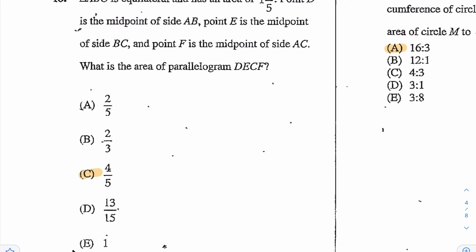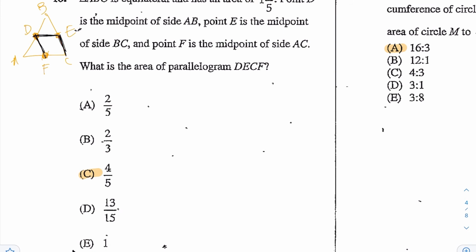So you have an equilateral triangle, and the area is 1 3/5. Now, for this equilateral triangle, you can label it A, B, and C. D is the midpoint of AB, so D would be over here. E is the midpoint of BC. And F is the midpoint of side AC. And you want to know the area of parallelogram DECF. That is this piece here.